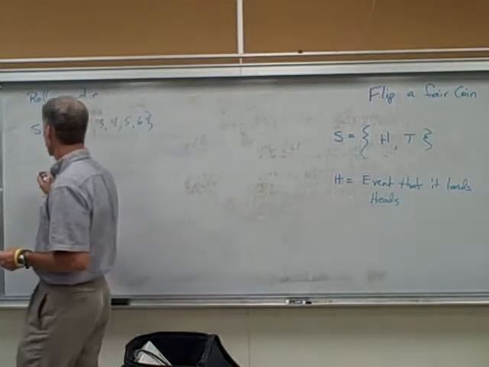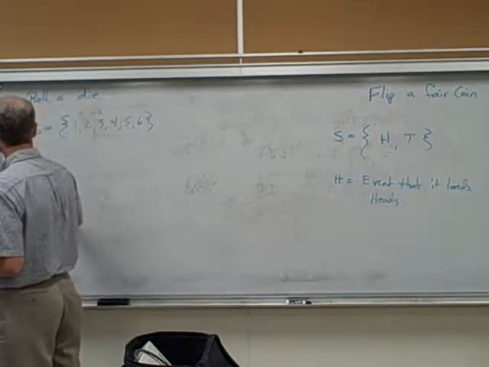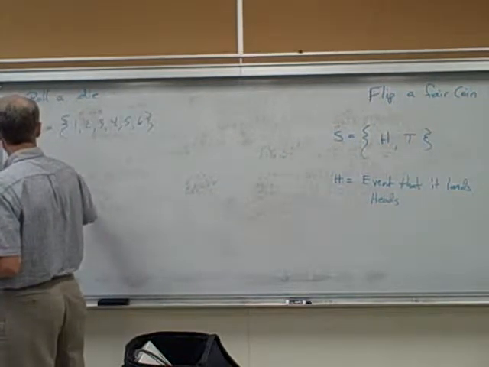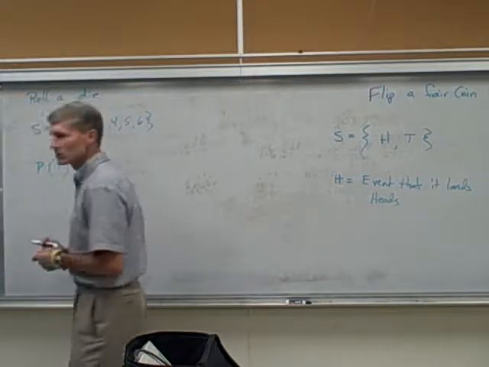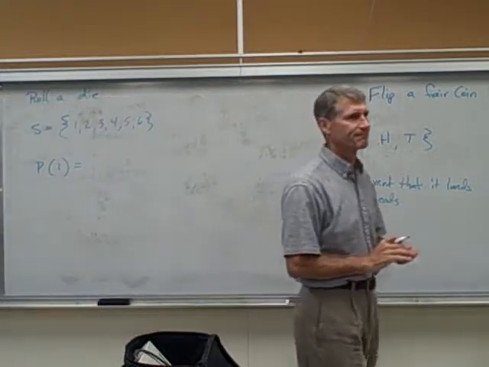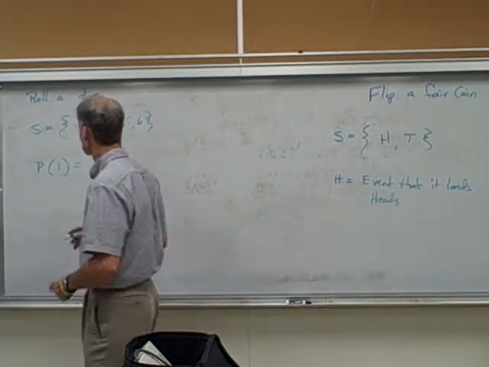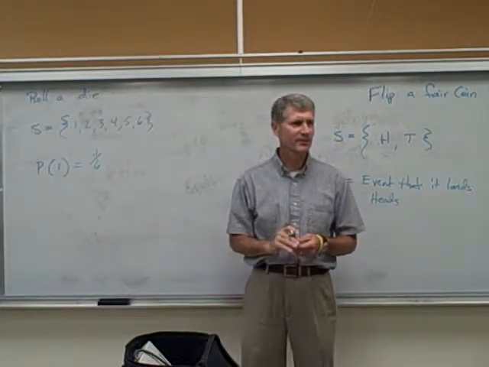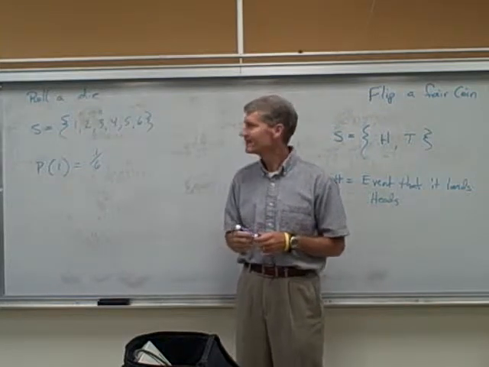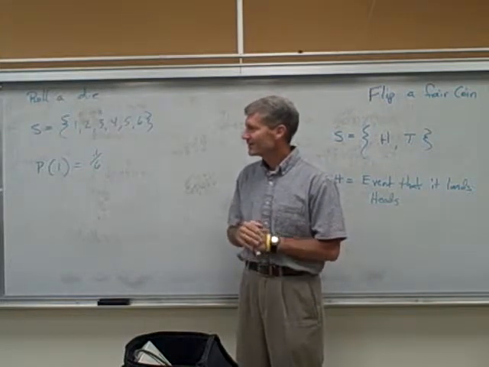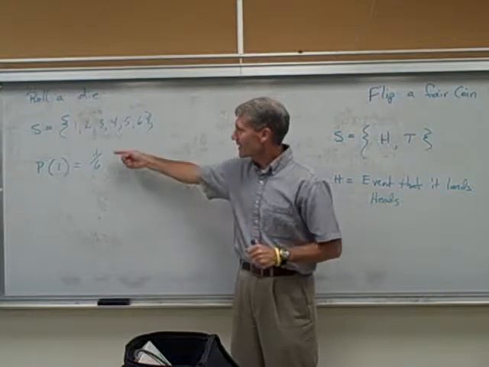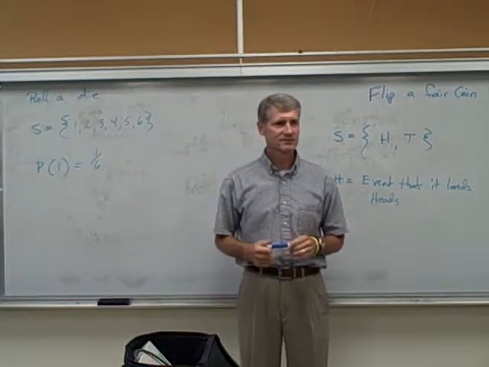Now, let's define the event 1 as rolling a 1. What's the probability of a 1? 1 out of 6. Hey, you guys are good at this. I think we don't even need to do this yet. Well, how did you get 1? How did you get 6?